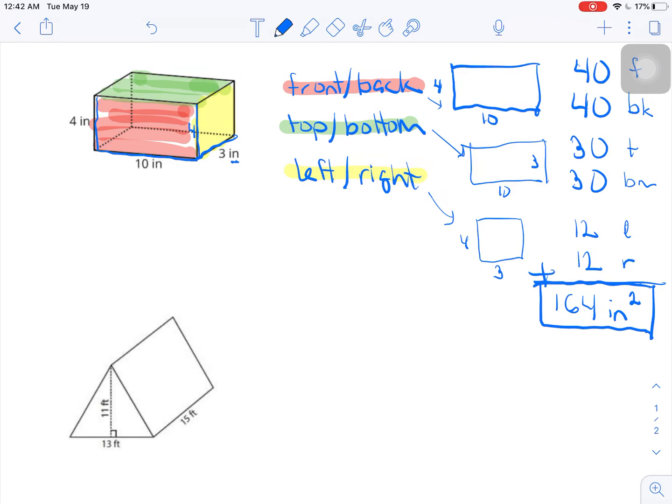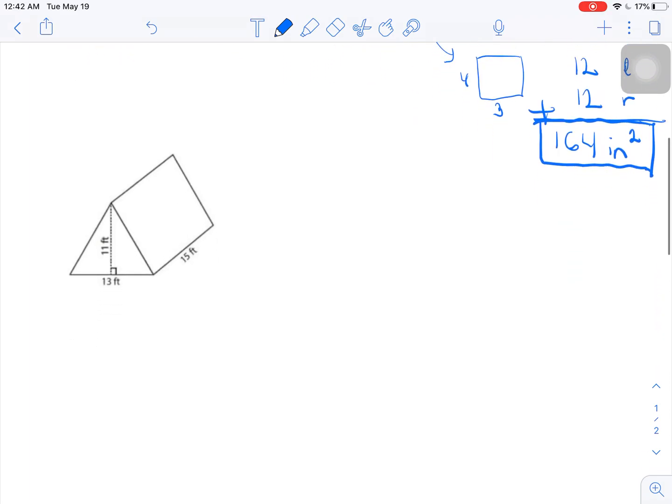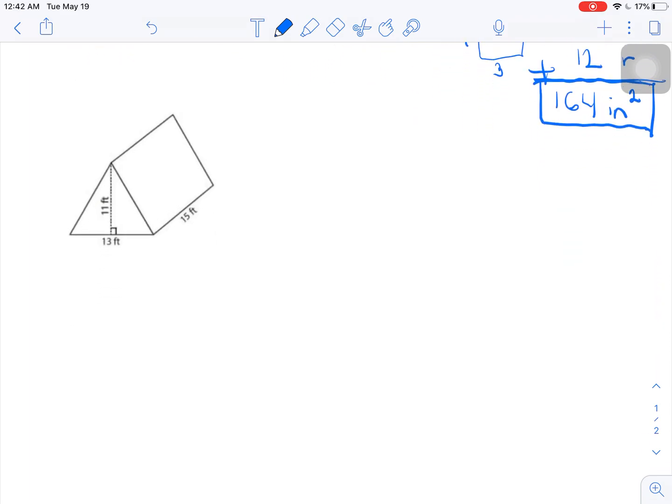So make sure that you're paying attention to units and getting the correct units on your answers. You should have correct area units on surface area and correct volume units on volume. So the surface area, or in other words, what it would take to completely cover all of the sides of our rectangular prism, is 164 square inches.